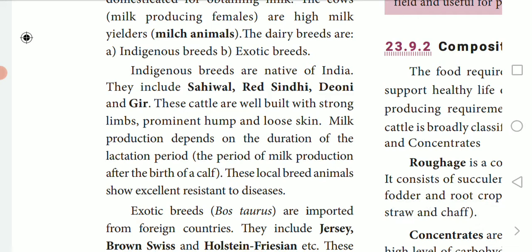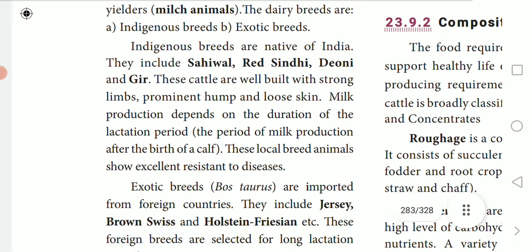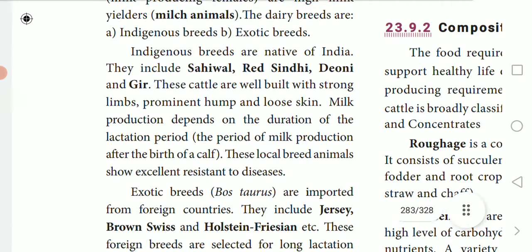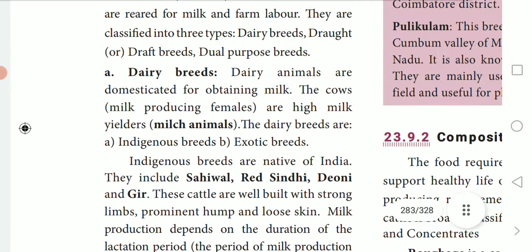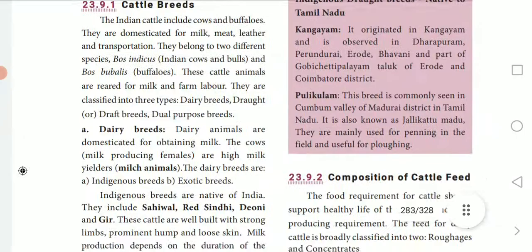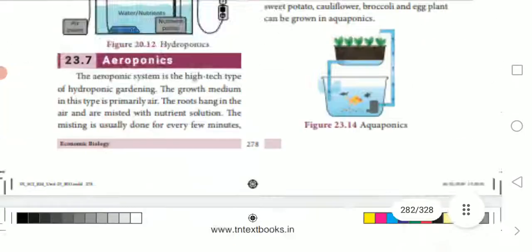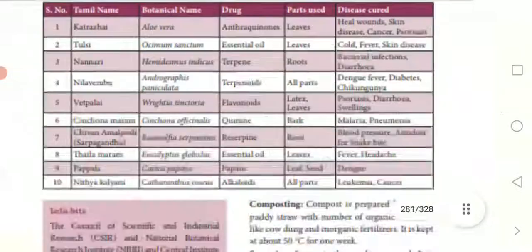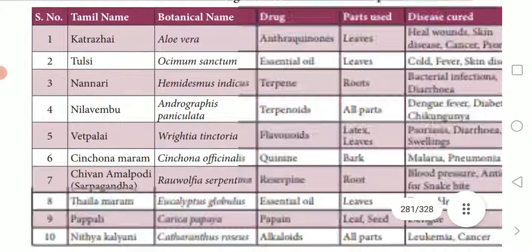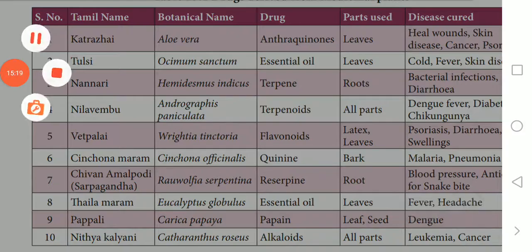So just go through it. Today what we have seen is cattle breeds. In cattle breeds we saw what is dual purpose, what is drought purpose, and what is dairy purpose. And also we are seeing medicinal plants and a tabular column of important plants, their botanical names, uses, and parts.